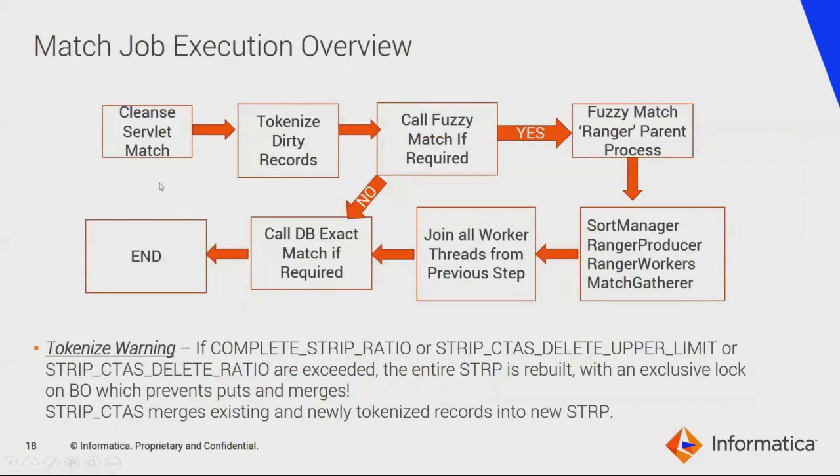Match job execution. So now once we start our fuzzy job, we kick off things first with tokenization to see if there's any dirty records that we need to keep track of. Then we do fuzzy matching itself and see if there's any fuzzy rules in the rule set. If there are fuzzy rules in the rule set, we'll kick off this parent process called Ranger. Ranger is the process that kicks off all the other threads involved in fuzzy matching. Once those are done, we then call exact matching on any exact rules in the rule set, and then end.